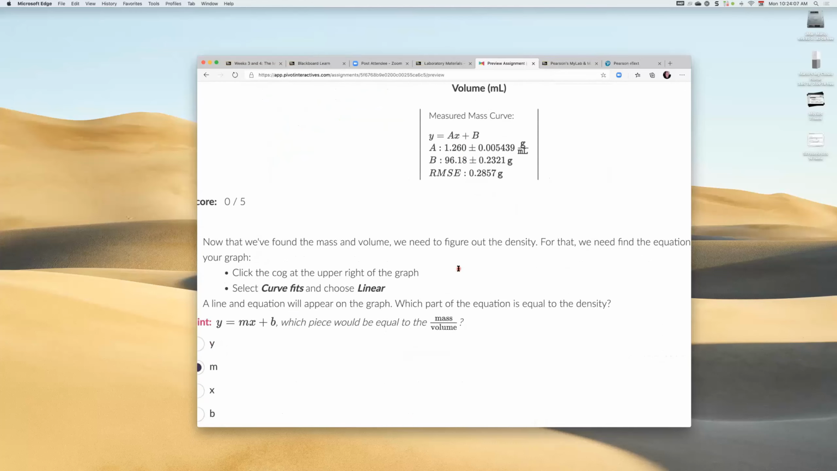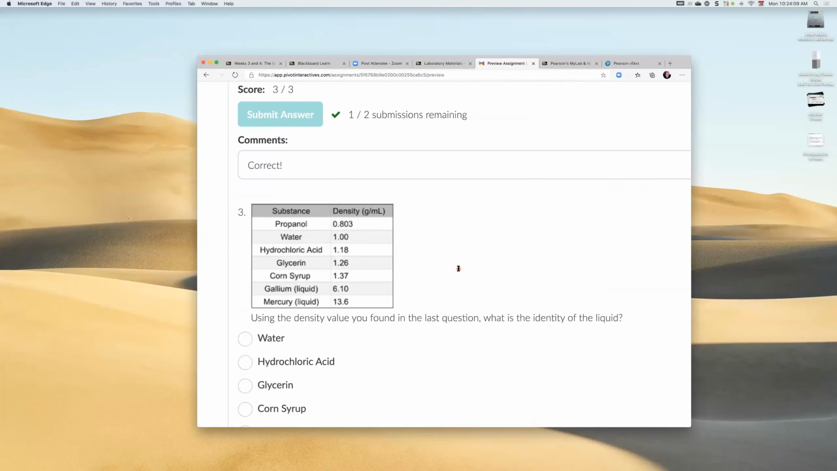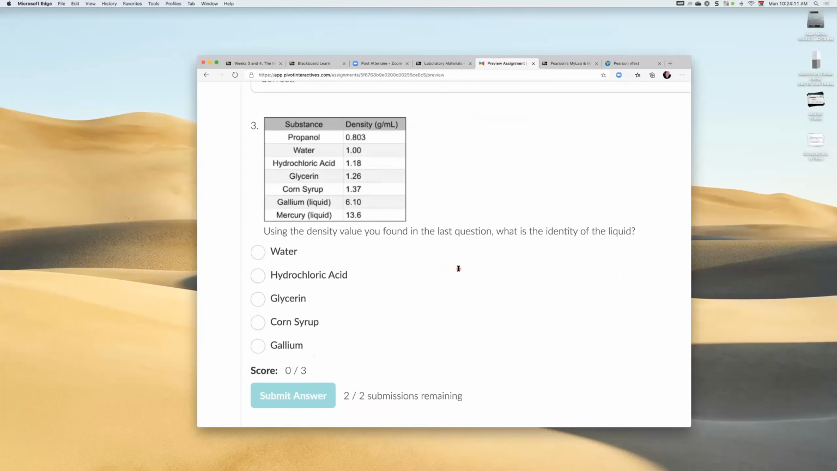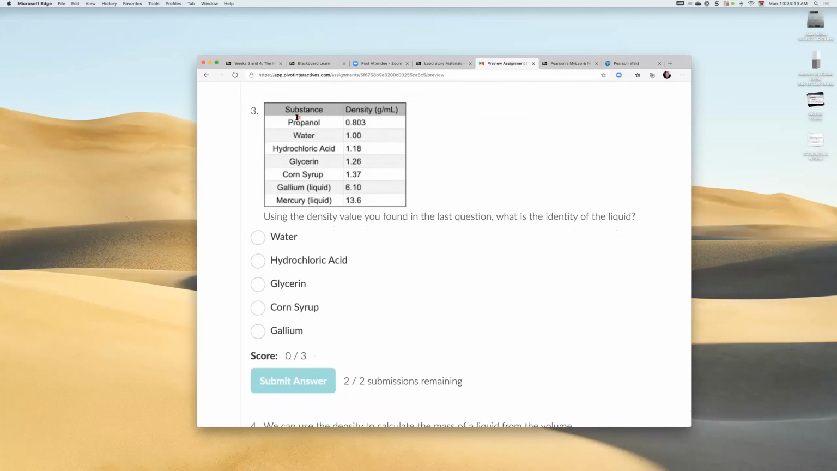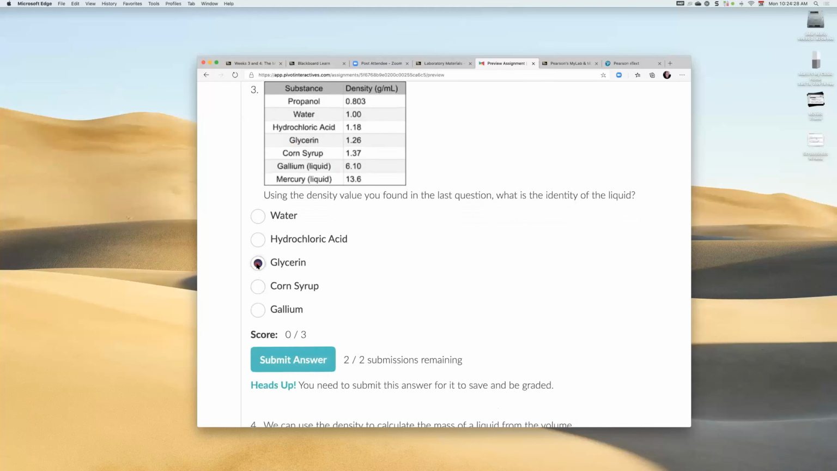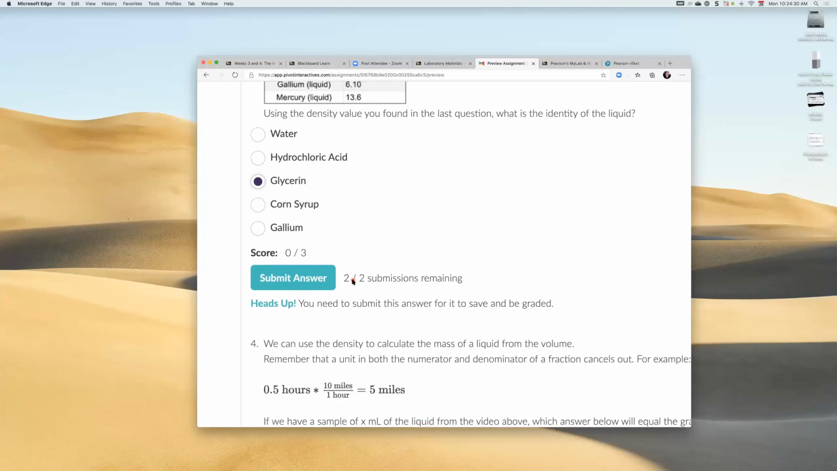So let's look at the table of choices to see what our substance is. Here we have a table with several densities. And remember, density is intrinsic. It's always the same, no matter the size of the sample. There's 1.26 here, and it points to glycerin. So we're gonna say glycerin is the actual liquid that we have.